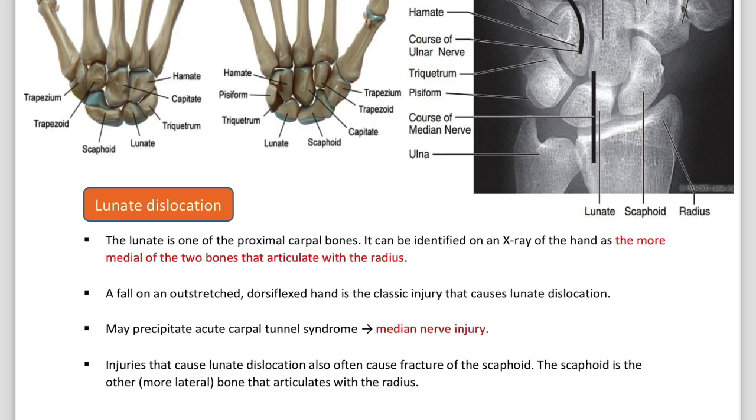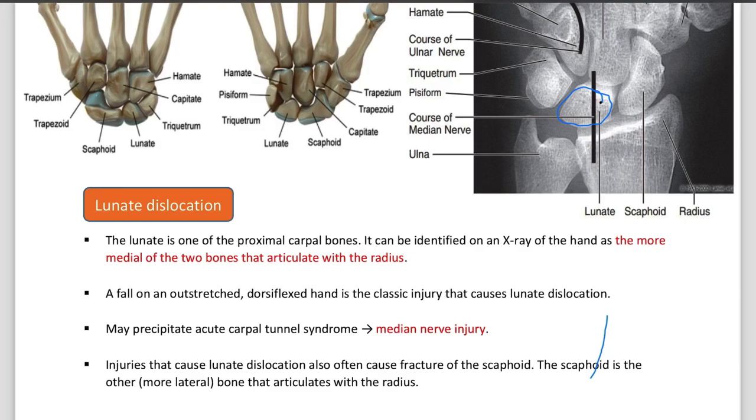In the lunate dislocation, the lunate appears tilted. If you look at this image, this bone got tilted, so that's why we call it the spilled teacup sign. The lunate bone appears tilted forward. So what can we do in management?